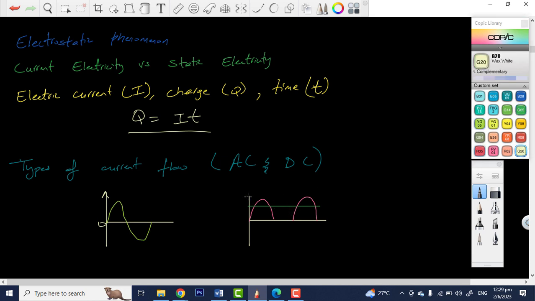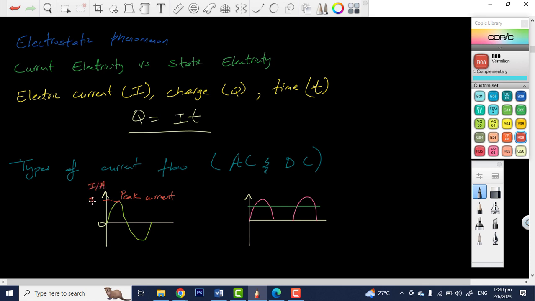While for DC now, we might have something like this. So this is DC. Once it doesn't cross the zero line, that's DC. You can also see DC in terms of a straight line across. This is typically what you will see from a brand new battery. So these are the graphs of AC and DC.